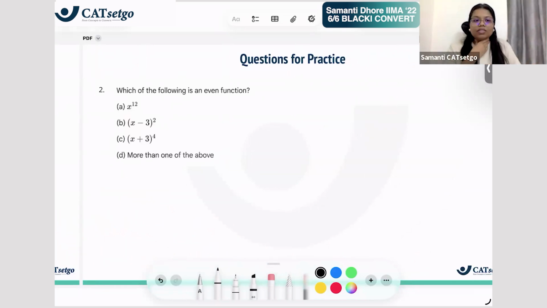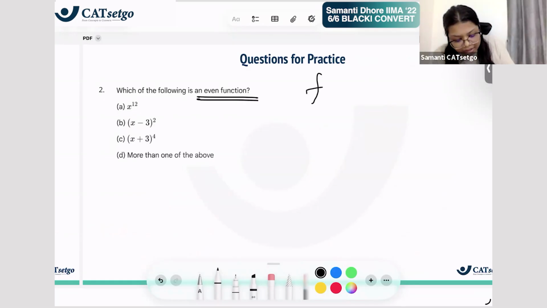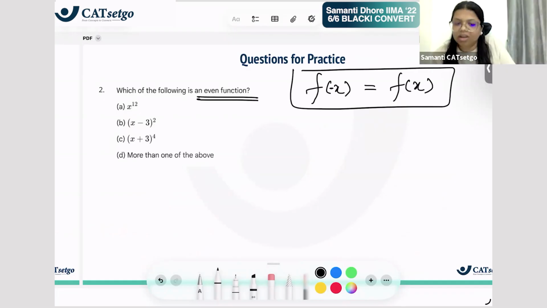Now second question. What was it? Which of the following is an even function? How do you find even function? What was the condition that we learned yesterday? That if f of minus x and f of x are equal, then we will say it is an even function, right?